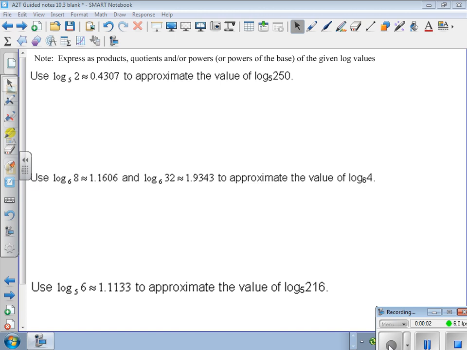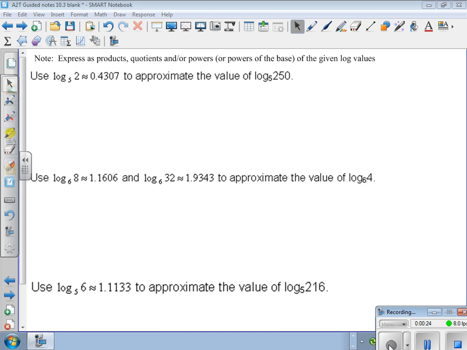We're going to continue on here in lesson 10.3, finishing up our last few examples. This has caused some problems in the past, so make sure you're listening as I go through this. Now, they're going to give you logs in different bases. Okay, the log key on our calculator is base 10.